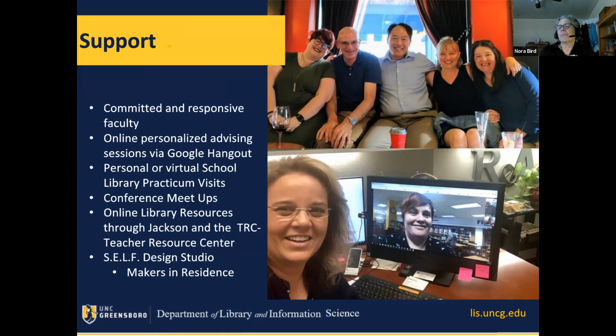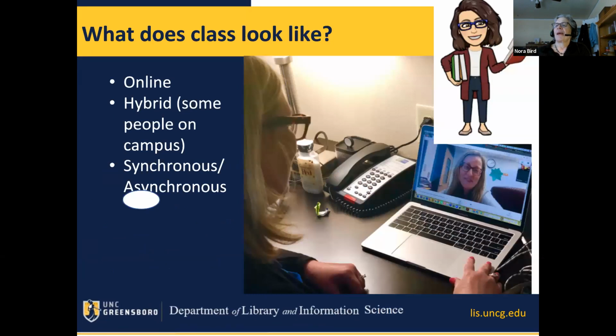And we have a makerspace in that building that I showed you on the 3rd floor, and that's where the teacher resource center is as well. So classes are online. We have had in the past some hybrid courses. The room that we use for on-campus courses is small. So since COVID, we have not done that so much, but I'm hoping that will pick up again. And we do have a few courses that are taught asynchronously.